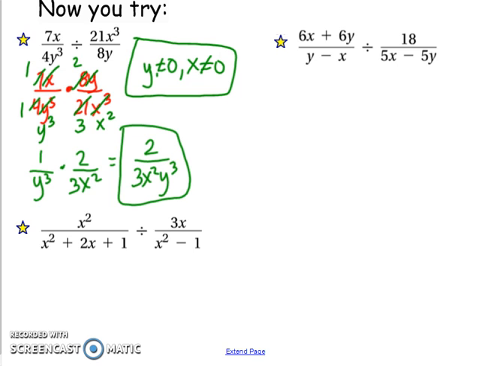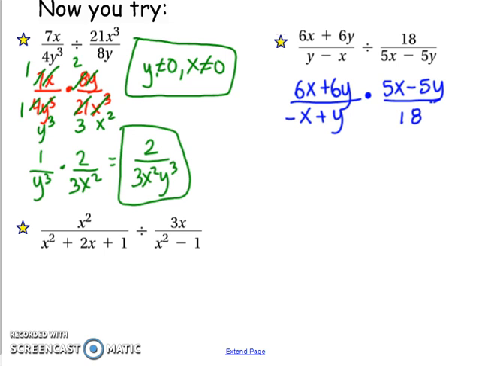Okay, in the second one, we're going to keep the first fraction, and what I'm going to do is just change the denominator so it's written a little bit nicer. So I'm going to change it to negative x plus y. So I haven't changed the value of it, it's still exactly the same. All I'm doing is switching the way that it's written. We're going to change the sign to multiplication, and then we're going to flip the second fraction. So 5x minus 5y over 18.